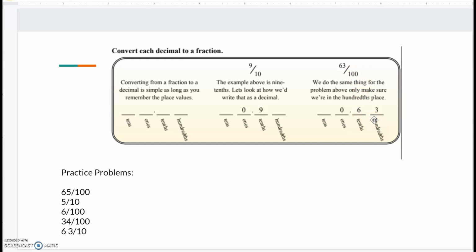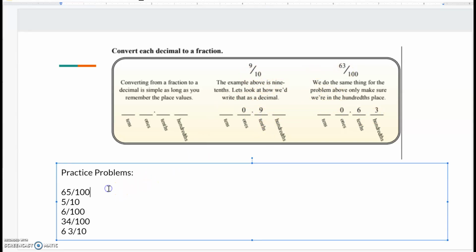In last week's video, I told you how you needed to use that last column to identify what the value was, okay? So since this number ends in the hundredths, I'm going to read this as 63 hundredths. Since this number ends in the tenths, I'm going to read this as 9/10. And I'm telling you that because you're not always going to have this place value chart. You're not always going to have these fractions to help you with that, okay?